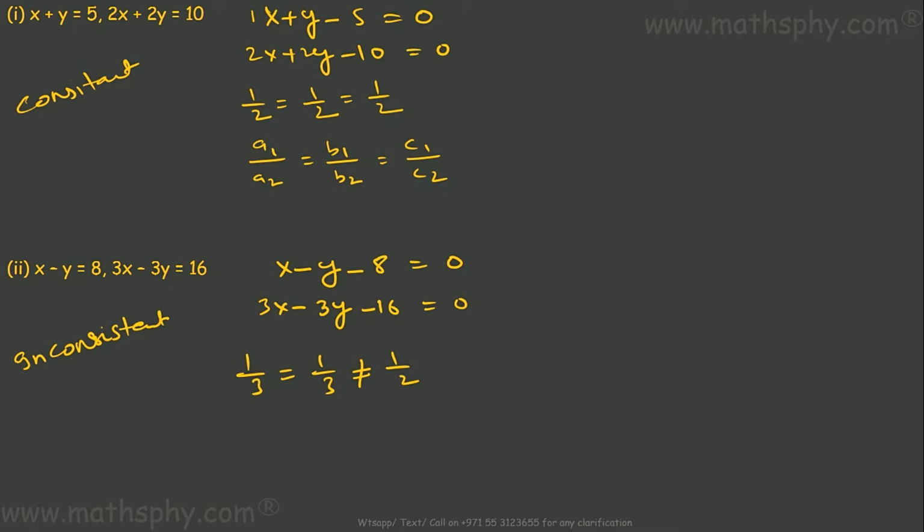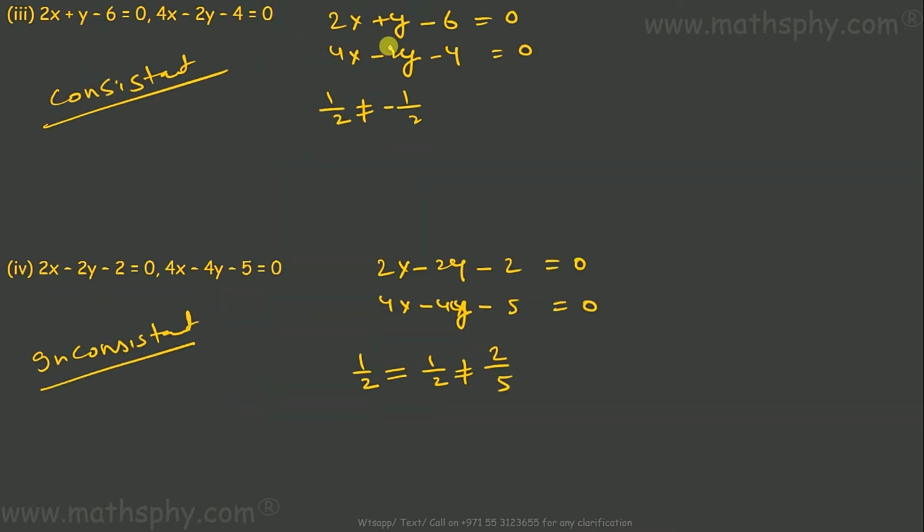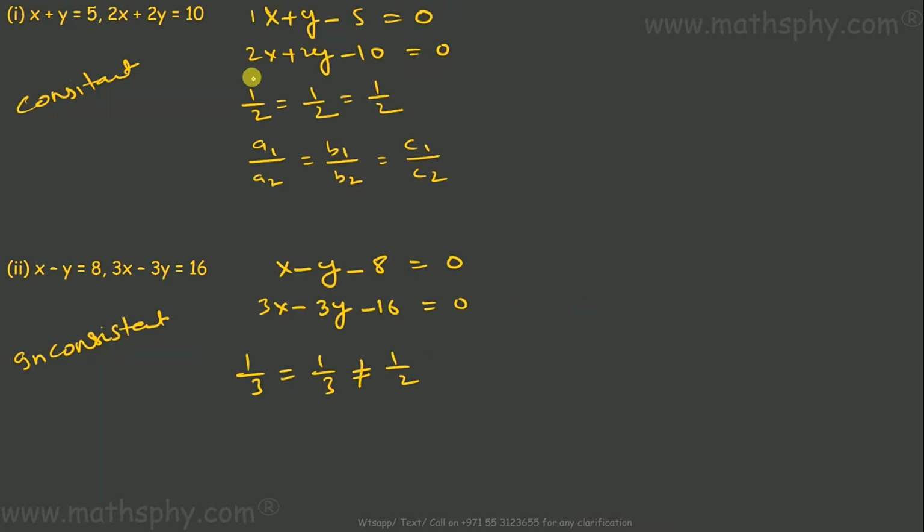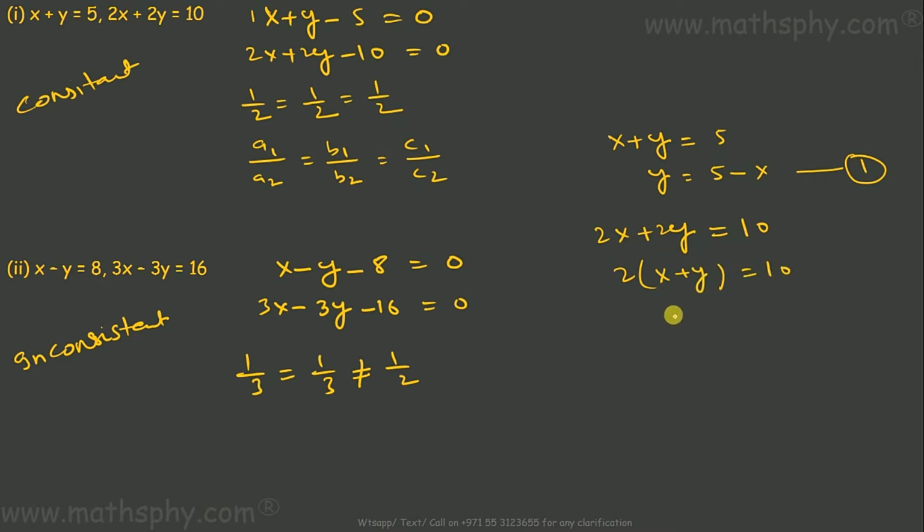Now, we found this one as consistent and this one as consistent. Let's plot both of them into the graph and get the solution. To put these equations into the graph, what we need is, this is x plus y is equal to 5. So y would be 5 minus x. That's my first equation. Second is 2x plus 2y equals to 10. Let's take 2 as common. So x plus y equals to 10 over 2, which is 5.